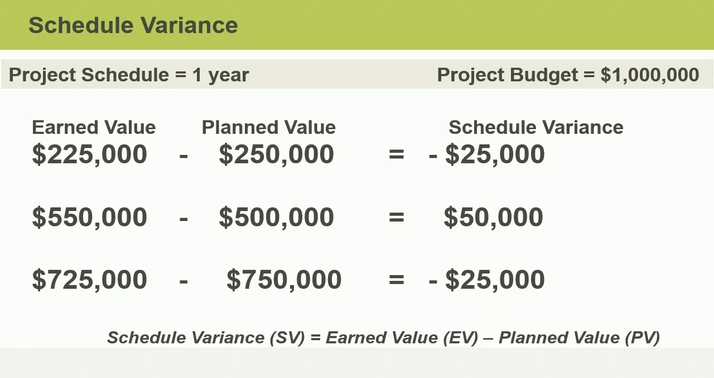Now, let's consider an example where the planned value of the project is $500,000 and the earned value is $550,000. Can you determine the schedule variance, or SV, in this example? Pause the video if you'd like more time, and then resume. If you said that the schedule variance is $50,000, that is correct.